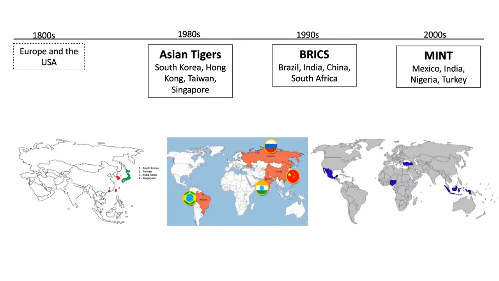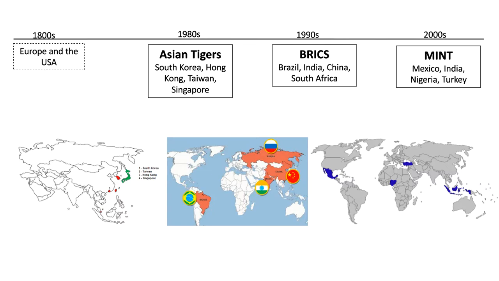And countries move from being LICs through to NEEs and HICs at different speeds and at different times. So in the 1800s, we saw Europe moving from being an LIC to an emerging economy.